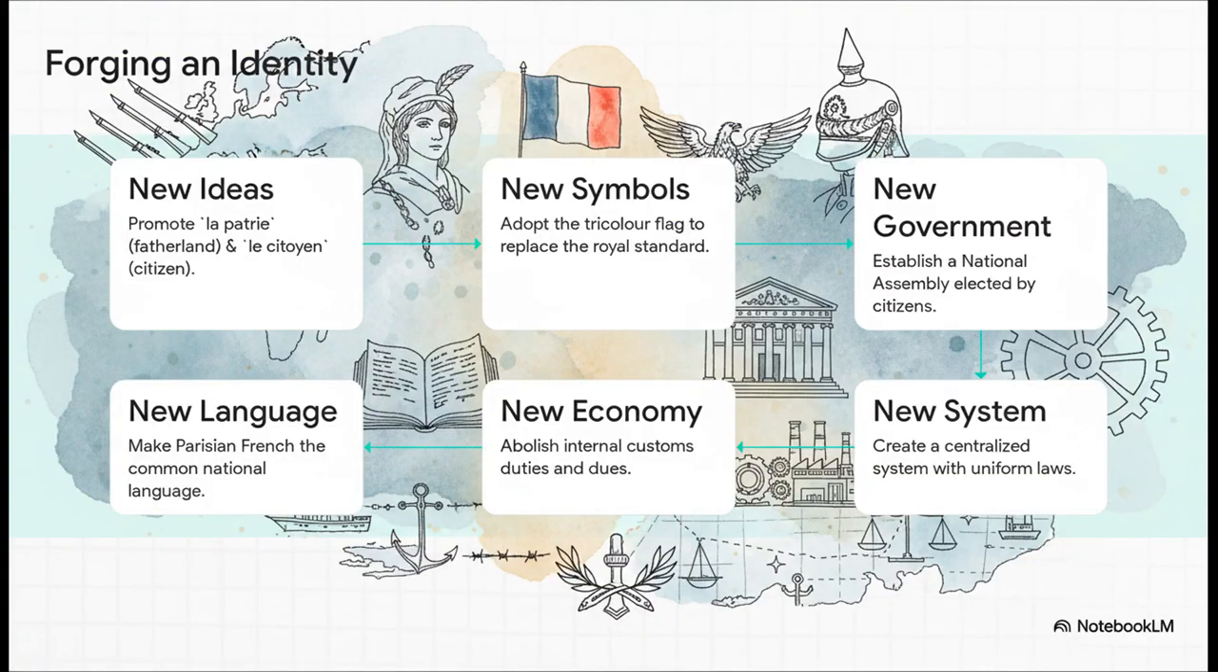But look, a nation isn't just an idea. You have to actually build it. And the French revolutionaries took very real, practical steps to create this new shared identity. They pushed ideas like the fatherland and the citizen. They created a new flag, wrote new anthems, and even pushed one single language for everyone. They were actively, consciously creating a French people where before there had only been subjects of a king.